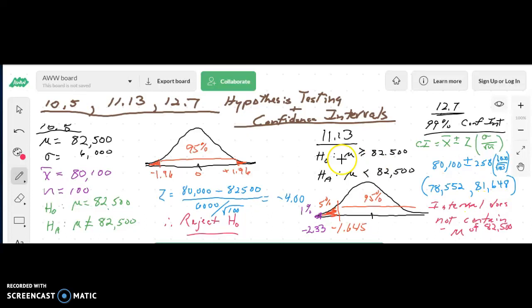Therefore, since 82,500 is outside of this interval, it supports the idea that we reject the null hypothesis and that the mean for women is different than the 82,500. And we suspect at a 99% confidence that it's between these two values. Hopefully this screencast helps connect these important statistics of hypothesis testing and confidence intervals.